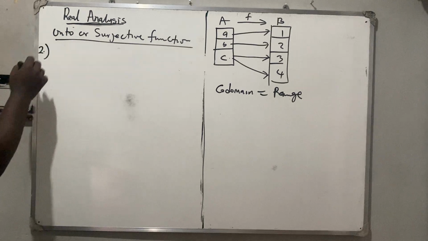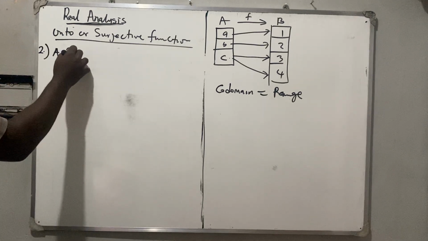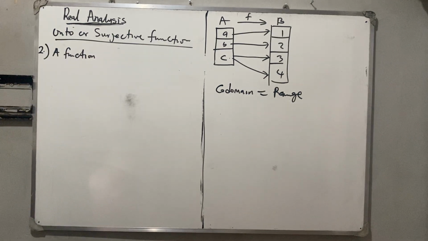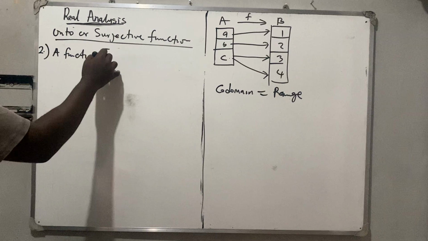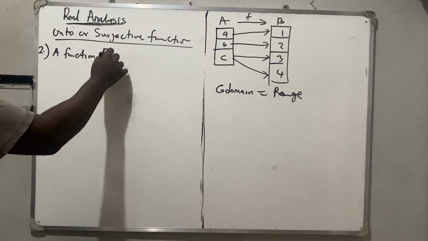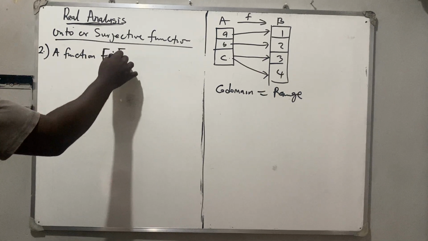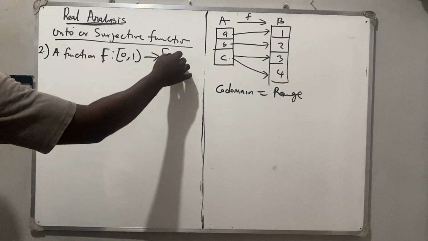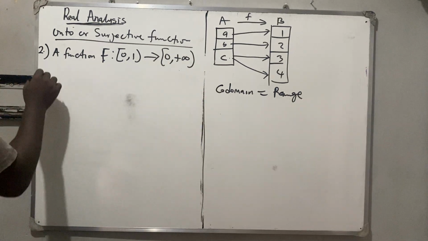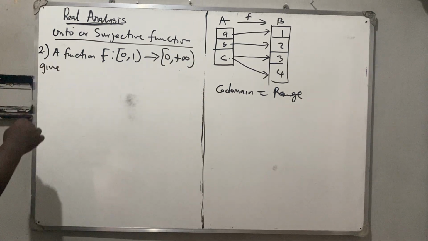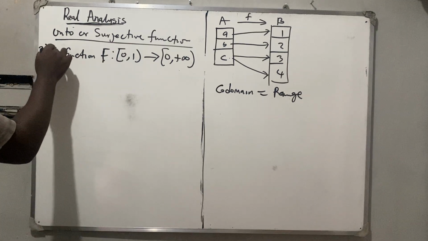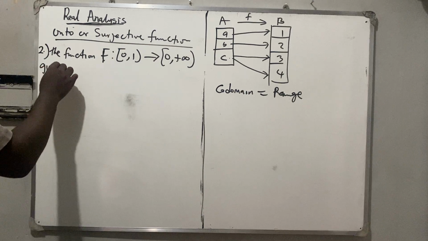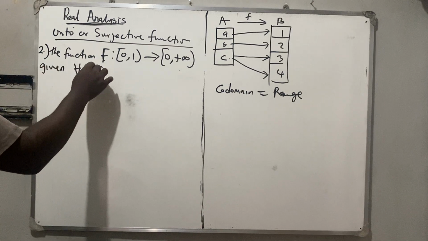Example 2. Example 2 says a function f maps (0, 1) to (0, positive infinity). Okay, the function maps this to this. Then they now say, given any x that belongs to this (0, 1).